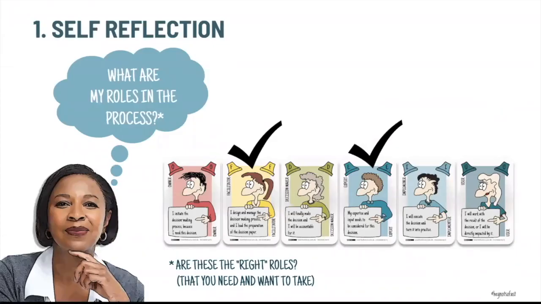Self-reflection. Simple and powerful. Just take a moment to reflect which roles you actually have in a decision-making process. Are these the roles you need and want to take? Starting with yourself is a good practice. If you happen to be the owner or the facilitator, you should become active afterwards and also think about the other roles.